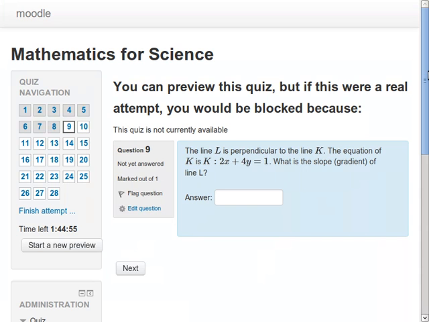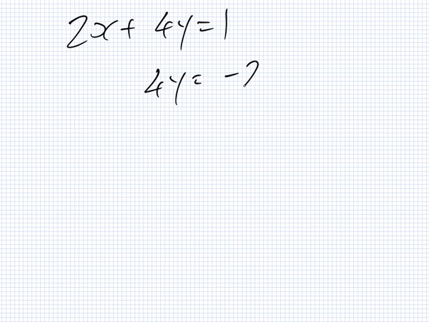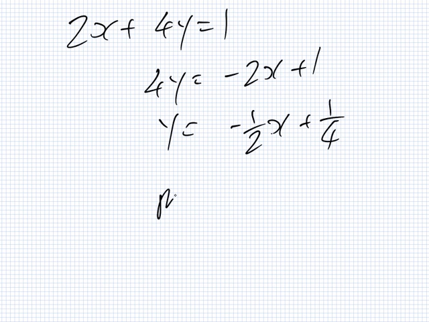Right, the line L is perpendicular to K, and K is 2x plus 4y equals 1. So 4y equals minus 2x plus 1. y equals minus a half x plus a quarter. The slope of this line is minus a half. So the slope of the line perpendicular to it will be 2, because you flip it and you change the sign. So the answer is 2 for this one.